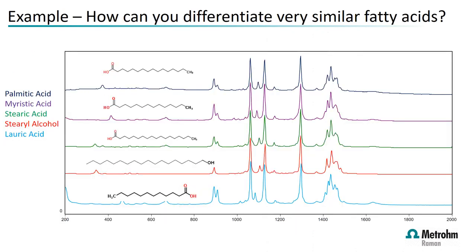So here we're looking at differentiating very similar materials. Here we see a selection of organic acids with very subtle changes in the structure, both in chain length and also in terms of some subtle differences in the functional groups. And as you can see, using a simple peak picking algorithm, all of these materials are extremely similar and will give the opportunity to get false positives and false negatives.